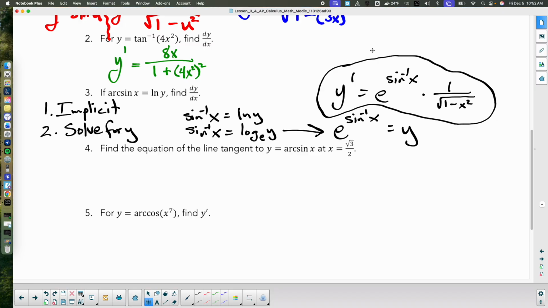If it was simplified, I guess theoretically you could write e to the arc sine of x on the numerator, and then the denominator be square root of 1 minus x squared. But it's not simpler, it's just different.